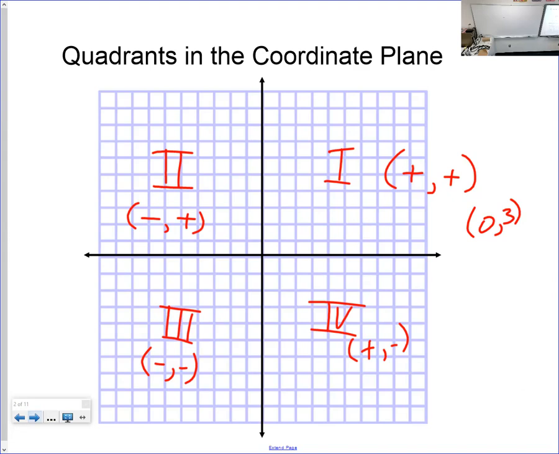So that is not in a quadrant. We're not going to say it's in 1, 2, 3, or 4. We would just say that it's on the x or y axis, or we could call it an intercept. 0, 3 is an intercept for the graph.